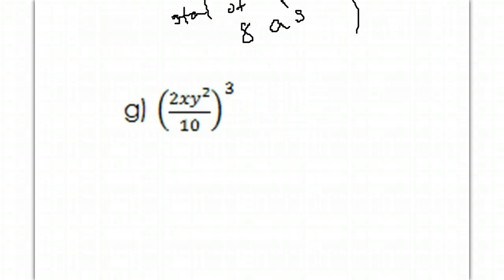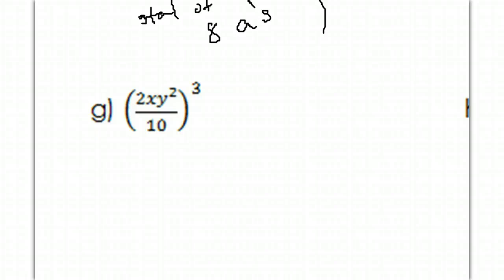In part G, here we have to distribute this exponent of 3 here. And we have to take it to a lot of the things inside. We got to make sure it goes to the 2. That's a little big. The x and the y squared. 3 things on top and then the 10 on the bottom. So we need to take it to everything in there.